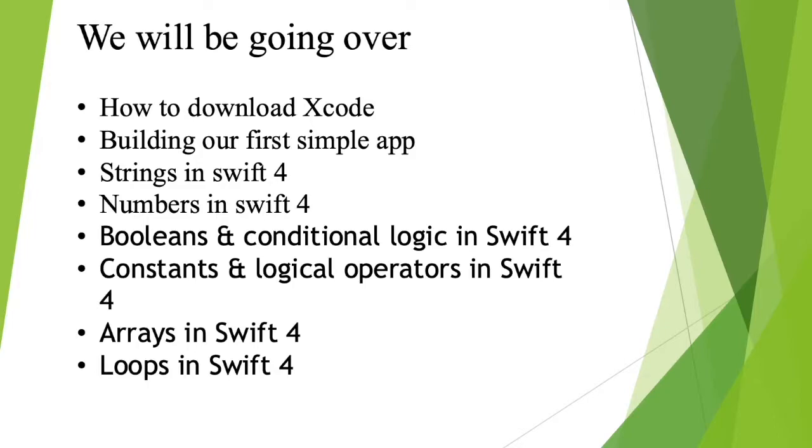Alright, so we will be going over how to download Xcode from the App Store, building our first simple app. Now this app isn't going to be a complex app, it's just going to be literally the most basic type of app you can make on Swift so you guys can understand what's going on. Then we'll be learning about strings in Swift 4. Then we're going to learn about numbers in Swift 4. Then we're going to go over Booleans and conditional logic in Swift 4. After that, we're going to go over constants and logical operators in Swift 4. Then we're going to learn about arrays in Swift 4. And finally, we're going to learn about loops in Swift 4. So I hope you guys are excited, and see you soon.